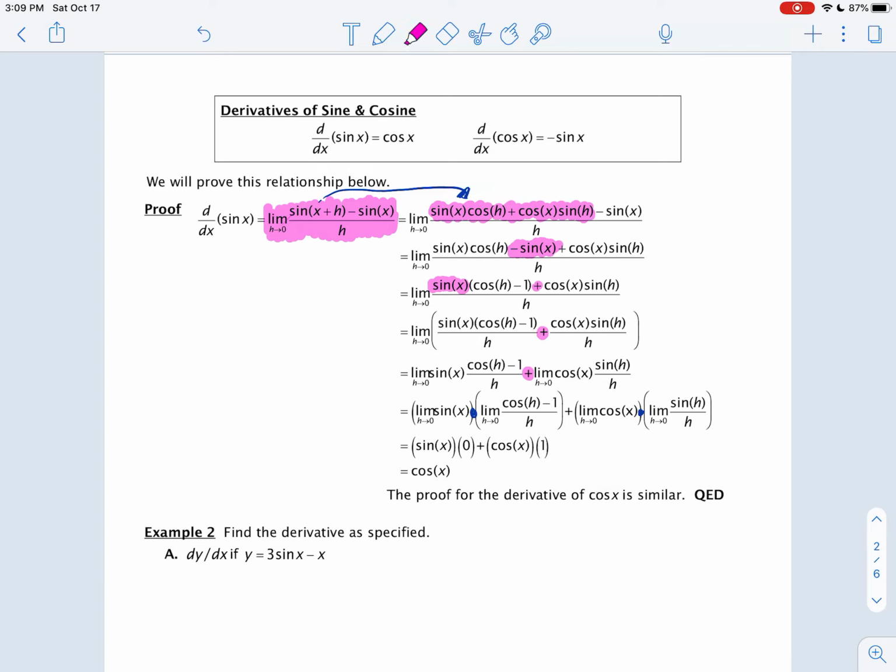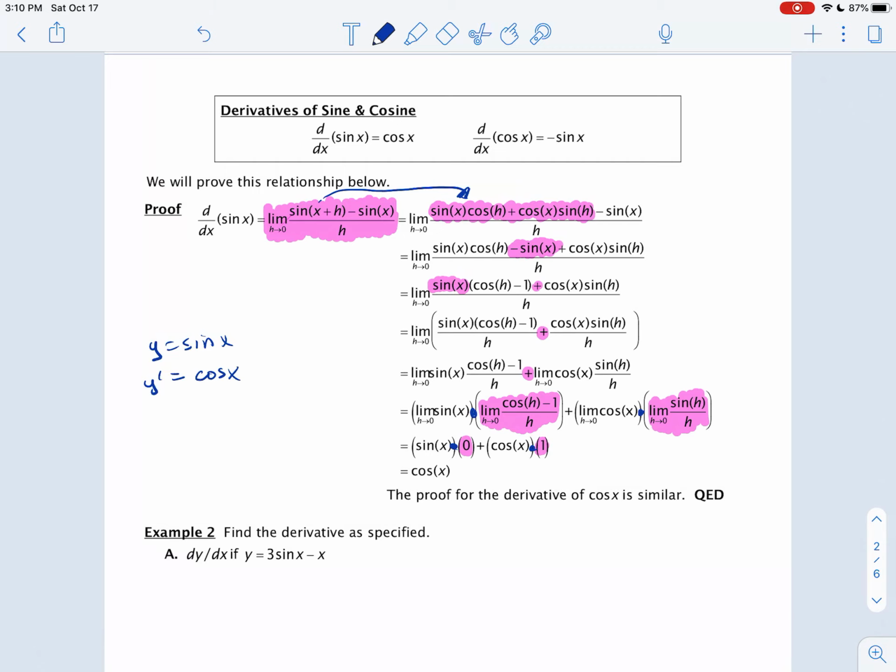And then again from above, remember that the limit as h goes to 0 of cosine h minus 1 over h does equal 0, and the limit as h goes to 0 of sine h over h does equal 1. When we're taking the limit as h goes to 0, h is the variable in that operation, and so cosine x and sine x end up being constants in that limit operation. And so the limit of that constant is that constant. Then in that second to last step, anything times 0 is 0, and anything times 1 is itself. So we end up with cosine x. So we have that rule that if y is equal to sine x, y prime is equal to cosine x.